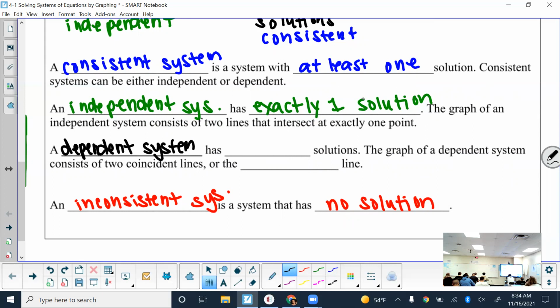All right, so we talked about one solution, we talked about no solution. So what do you think goes here? Good, so infinitely many solutions. So a dependent system has infinitely many solutions. The graph of a dependent system consists of two coincident lines, which is really just a fancy word for saying what? Coincident lines are basically the same line.